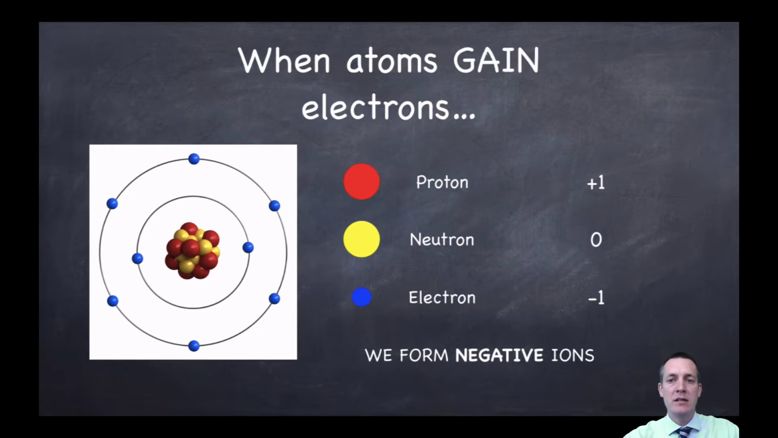If an atom gains electrons, well, all of a sudden, the number of protons and electrons won't be equal anymore. In fact, there'll be more electrons, so there'll be more of the negatively charged particles here. They will outweigh the positives, and so we'll get negative ions as a result of gaining electrons. And this is quite confusing for some people because sometimes people think, oh, I guess if something gains something, it's going to be positive, but it's gaining a negative thing, so it becomes negative.